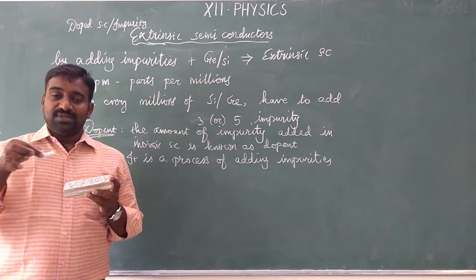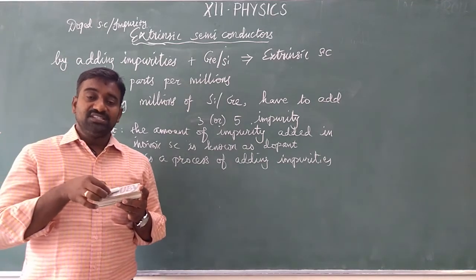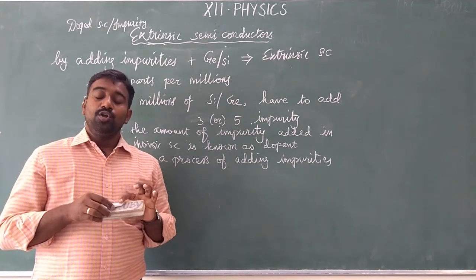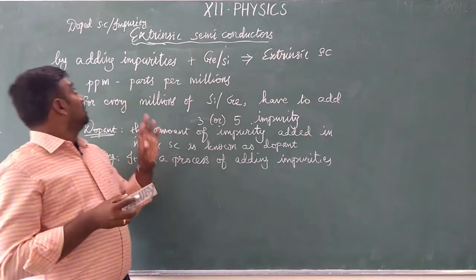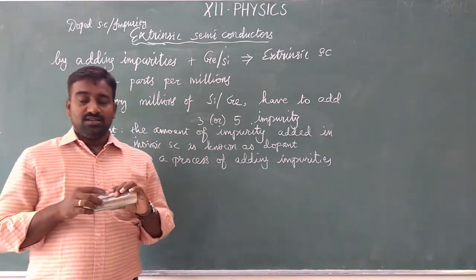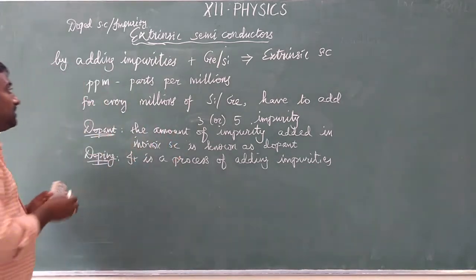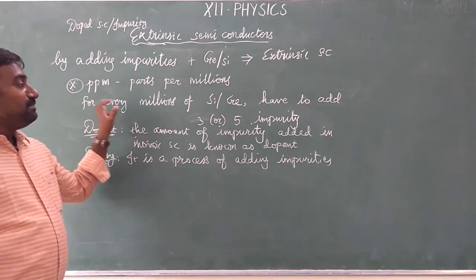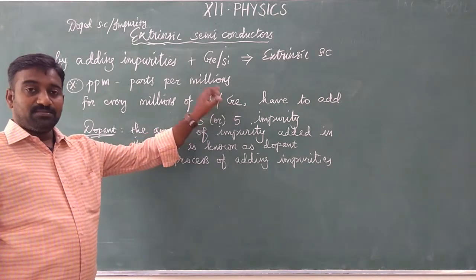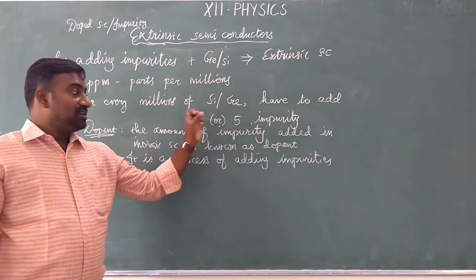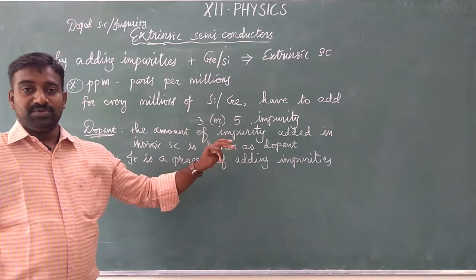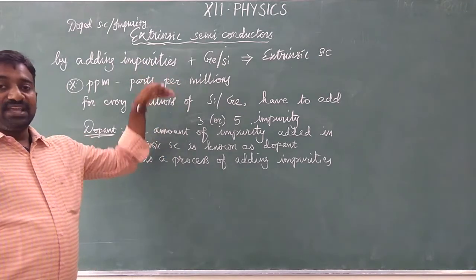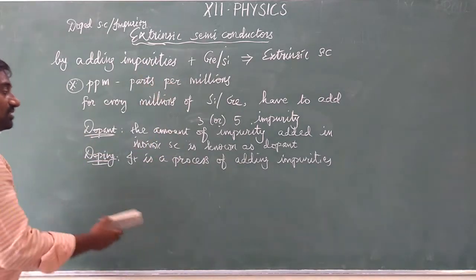So the addition of impurities in the semiconductor is called an extrinsic semiconductor or doped semiconductor, or another one is impurity semiconductor. So in an impurity semiconductor, mainly we should notice the ppm, which means for every million silicon or germanium atoms, we have to add 3 impurities or 5 impurities. So depending upon the 3 impurities or 5 impurities, the extrinsic semiconductor is classified into 2 types. What are the 2 types?